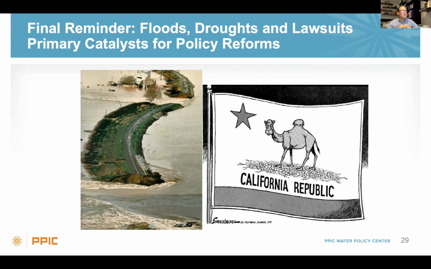And these are all pains in the neck to deal with, but they are inflection points. And all of California water policy history wraps around these inflection points, and it's floods, droughts, and lawsuits. And right now we're in the middle of drought and smothered in the lawsuits. So the only thing we're missing is a good flood.